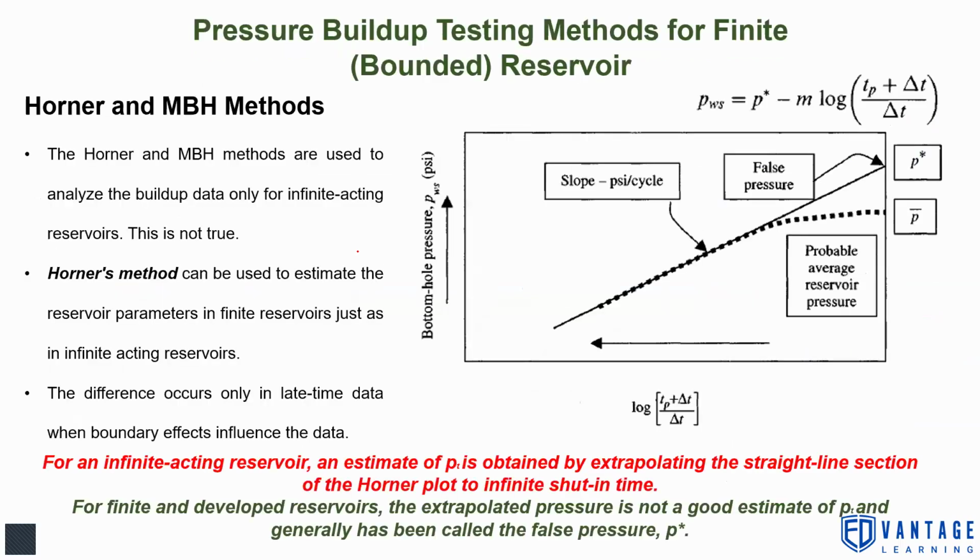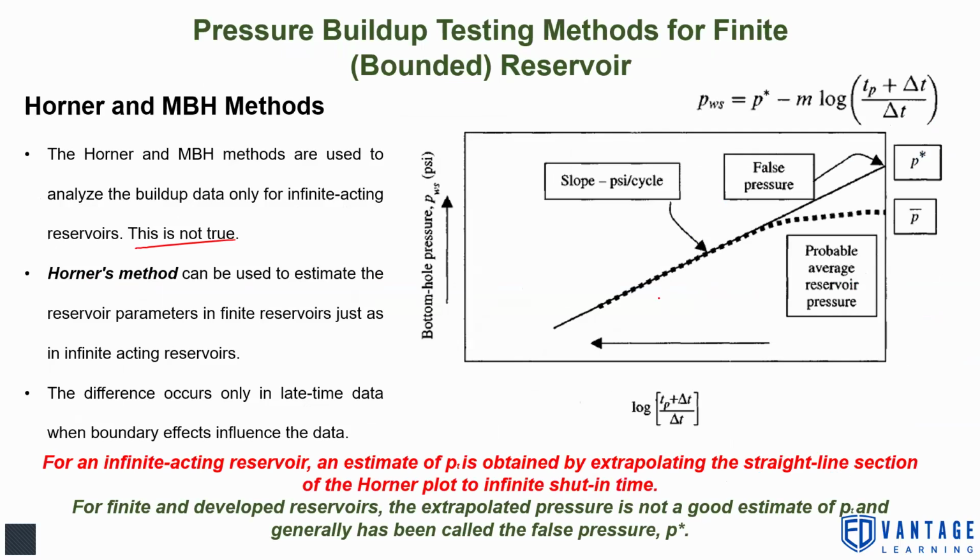So from this, we will now shift to analysis. The pressure build-up testing methods for finite or bounded reservoirs. The Horner and MBH methods are used to analyze build-up data only for infinite acting reservoirs. This is not true. Whenever we know that the boundary is felt, it is not infinite anymore.